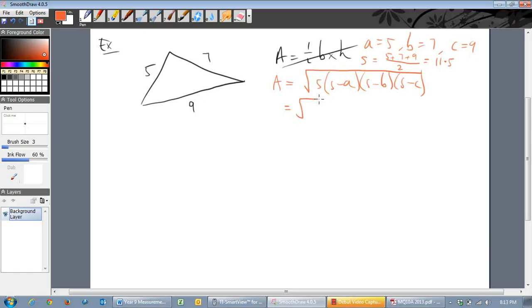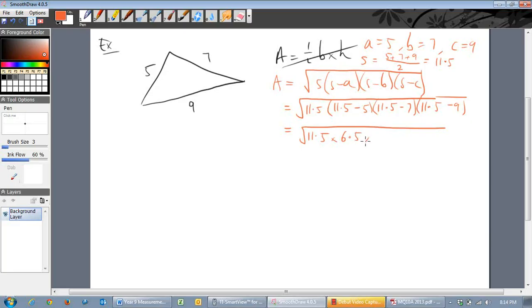So let's put that into a massive long thing. That's equal to the square root of 11.5 times 11.5 minus A, which is 5, times 11.5 minus B, which is 7, and then minus 9, like that. It's just all your differences between S and each side. I'll just go one more step and then I'll put it into the calculator. That's 11.5 times 11.5 minus 5 is 6.5, times 11.5 minus 7 is 4.5, times 11.5 minus 9 is 2.5. Put this all into a calculator.